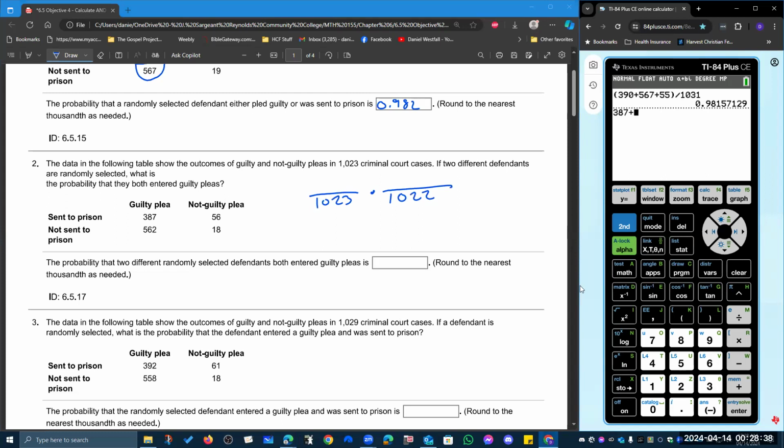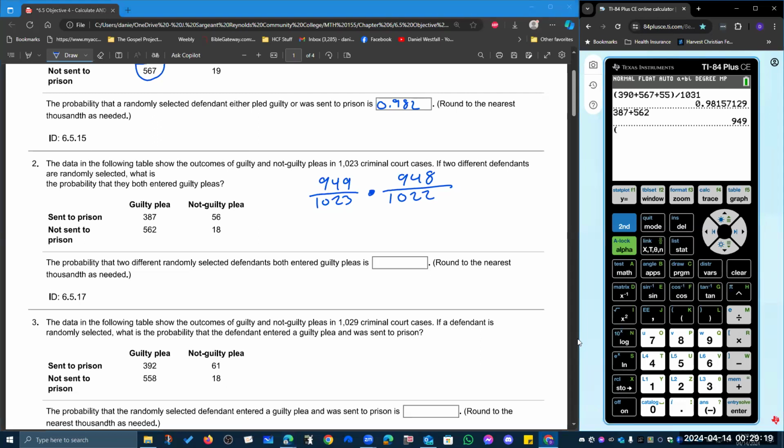387 plus 562 is 949. So for the first person that pled guilty, there were 949 guilty pleas out of 1,023 cases heard. Now, one of those cases and pleas has been used up. So I'm going to multiply because it's an "and" situation. And there's 948 guilty pleas remaining out of 1,022 cases remaining.